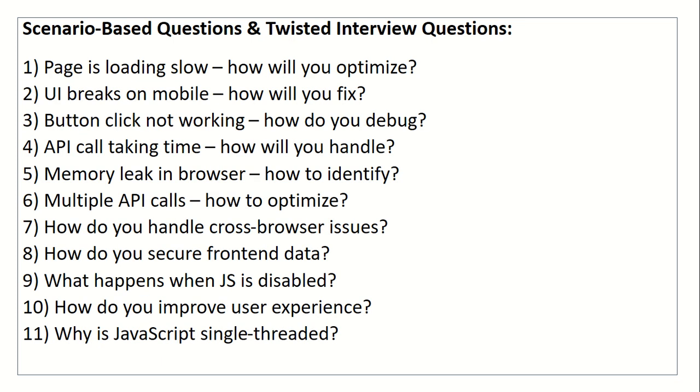Okay, the next set of interview questions were mostly based on scenario based and twisted type. Page is loading slow. How will you optimize? Or what is your approach? UI breaks on mobile. How will you fix? Button click is not working. How do you debug the code? API call taking time. How will you handle? Memory leak in browser. How to identify? If there are multiple API calls, how to optimize?